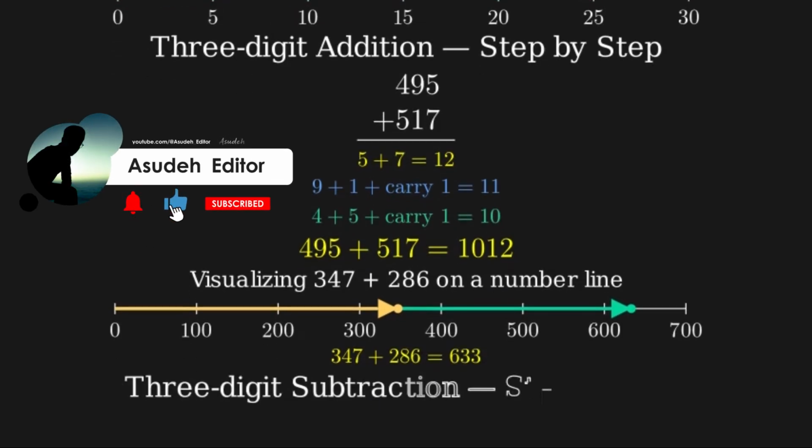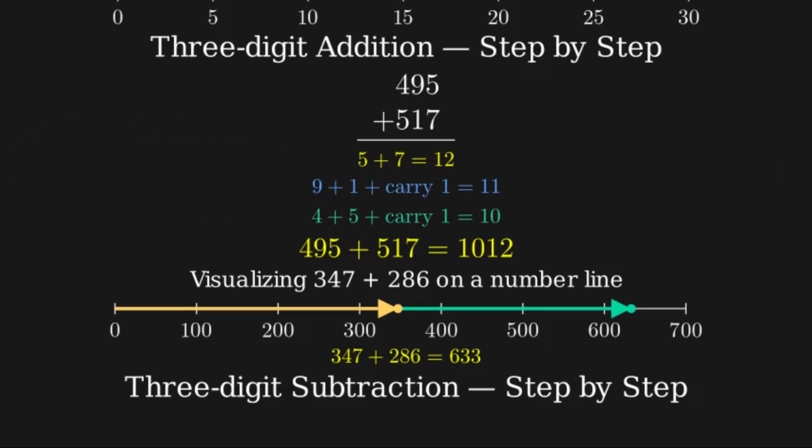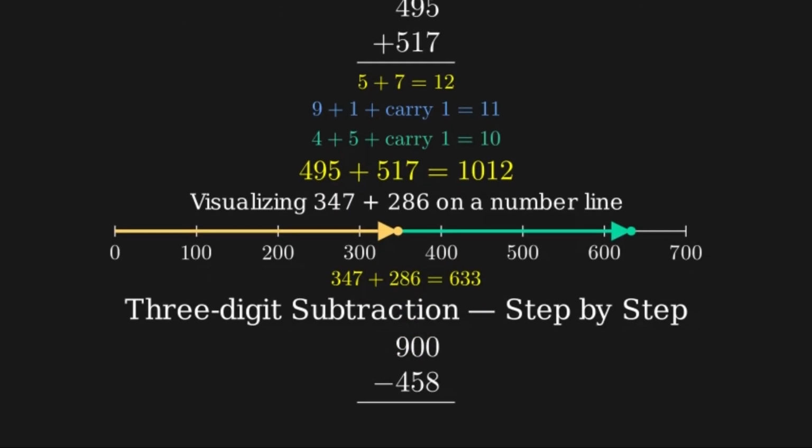Now we will subtract three-digit numbers for examples. We'll line up the digits by place value and subtract ones, then tens, then hundreds, borrowing when needed. Subtraction example 4. Compute 900 minus 458. We'll start with the ones place.